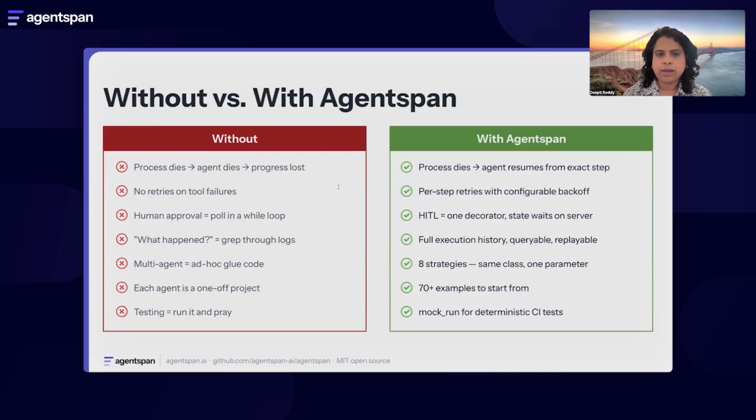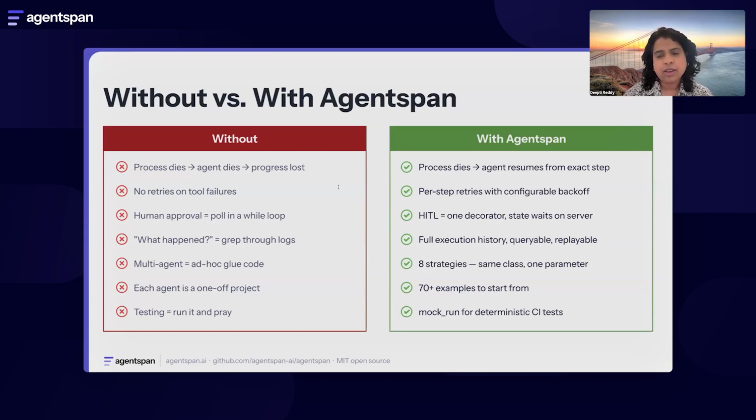So without Agentspan, your process dies, agent dies, your progress is lost. There are no retries when tools fail. Human approval is a while loop that times out. When something breaks, you grep through logs. Multi-agent systems are ad hoc glue code, and every agent is a one-off project. Testing literally means you're running it and you're hoping and praying.